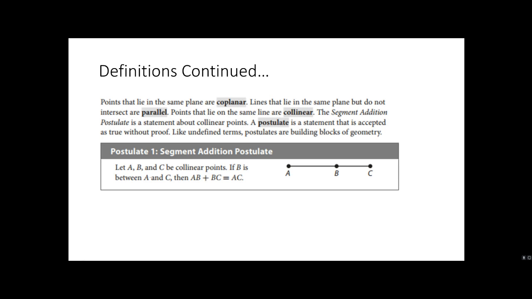Okay, definitions continued. So I did mention this word earlier.